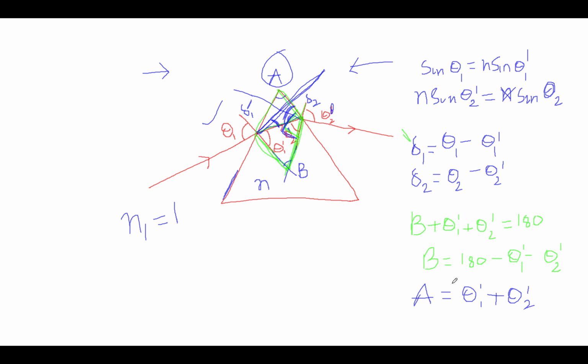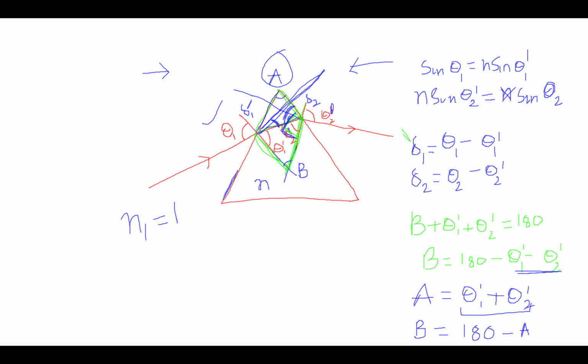So from here, if I know one of the angles, theta 1 prime and theta 2 prime, I can relate it to A, and we have how we can relate these two to B, because here we have theta 1 prime minus theta 2 prime. So I can write B as 180 minus A. That's quite simple to see actually.